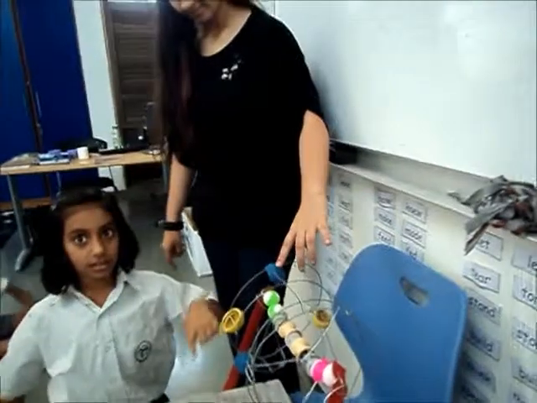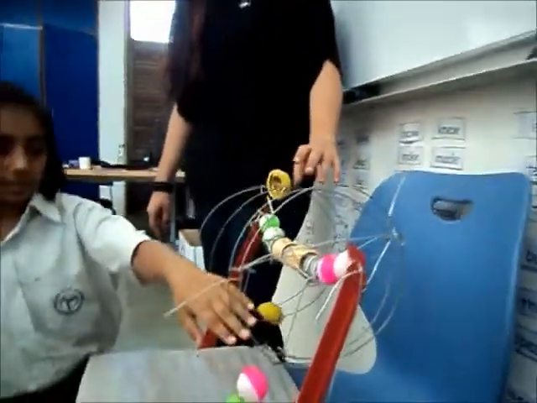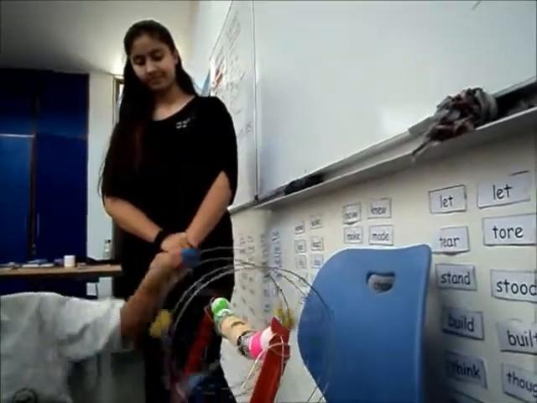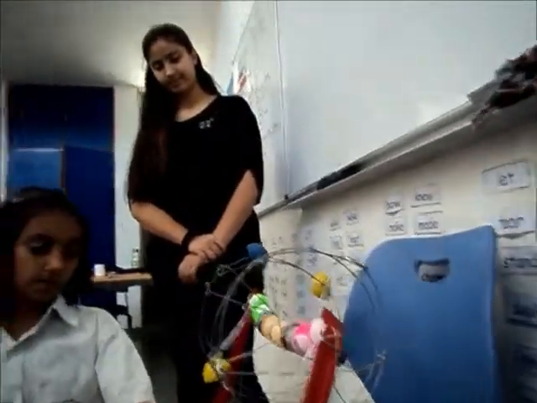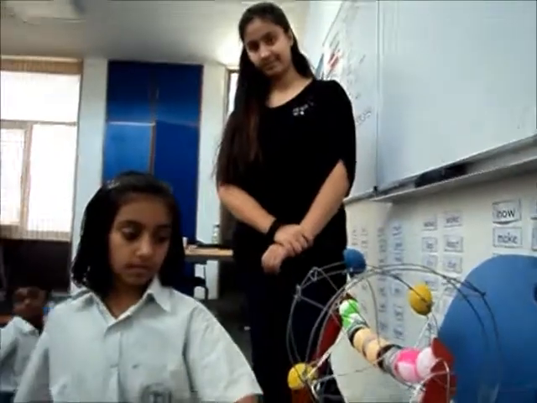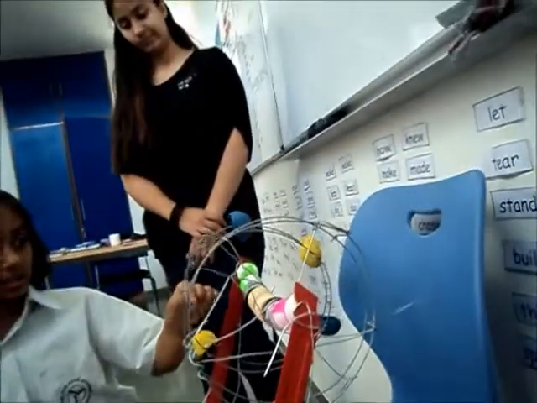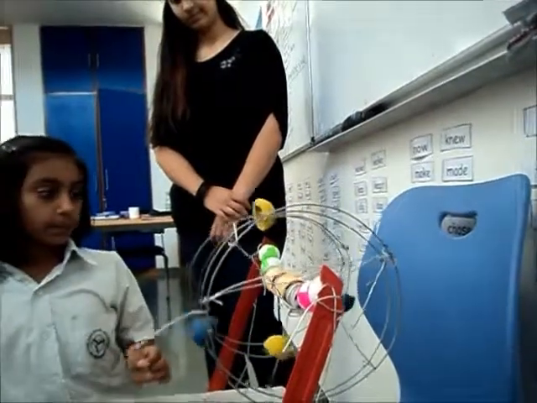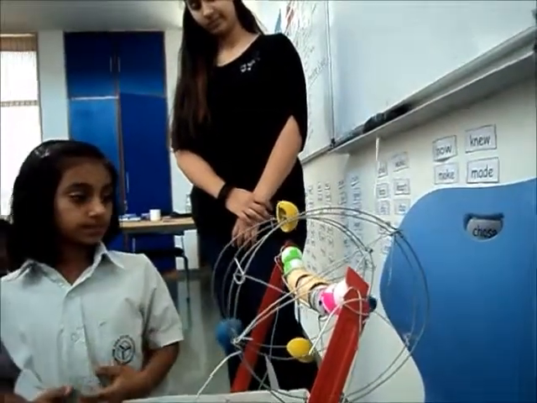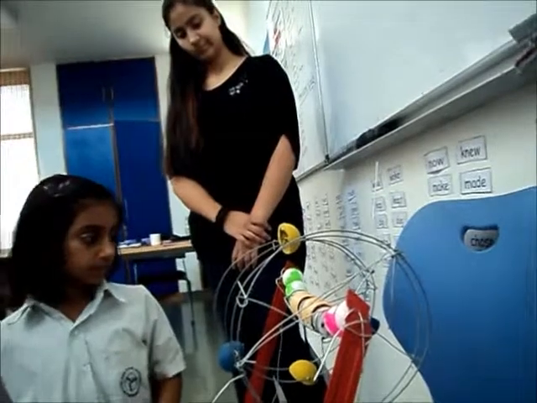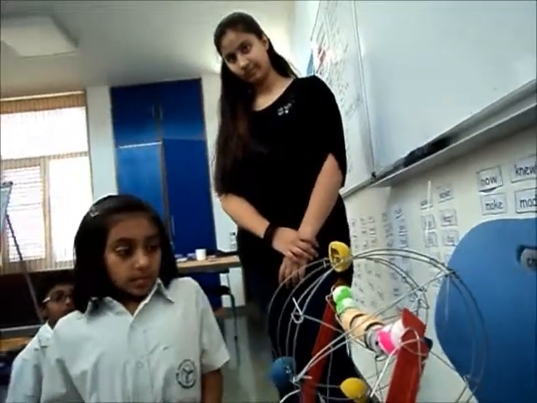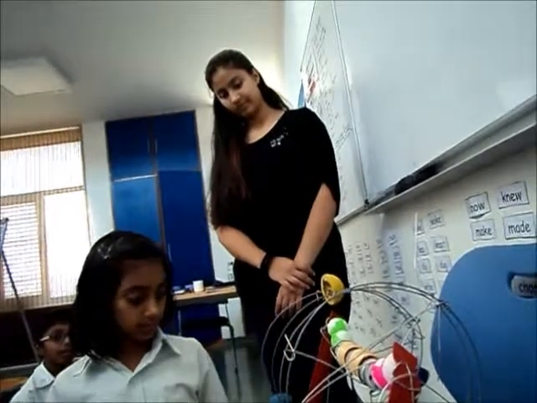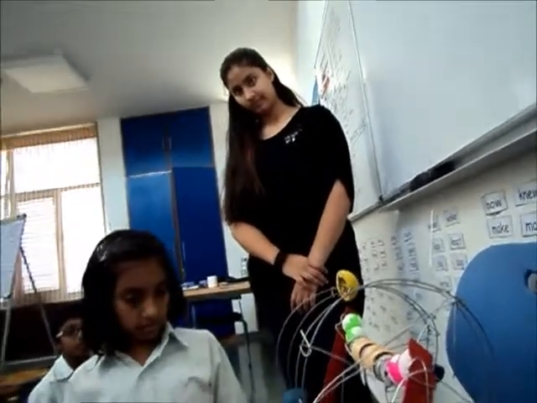Here is a wheel. There are three wheels here. One, two, three. We haven't done screws yet, have we? So we've done inclined plane. We've done levers. Is there a lever anywhere?